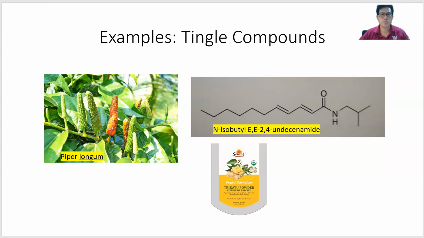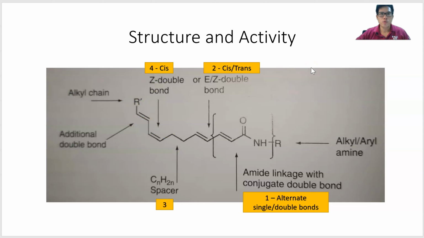Another type is, for example, these pipeline plants. This is the structure of the molecule inside them that gives you the tingling effect. If you look at the structure and how it gives this tingling activity, a lot of these molecules actually contain certain characteristics in their chemical structure.